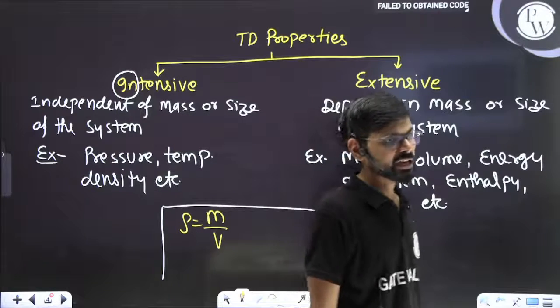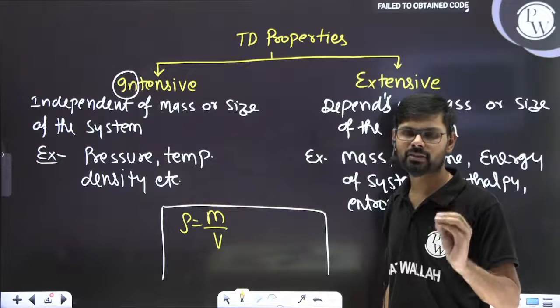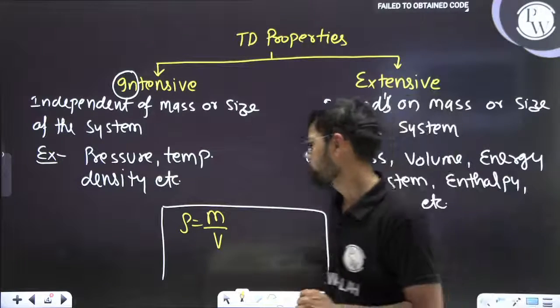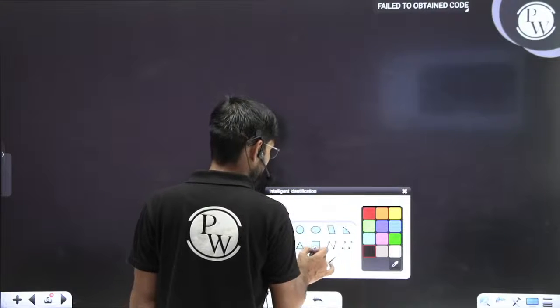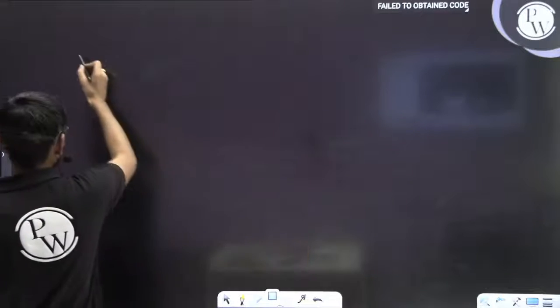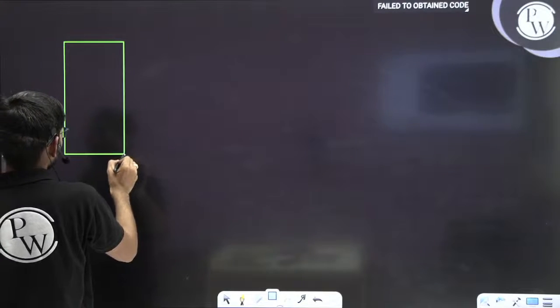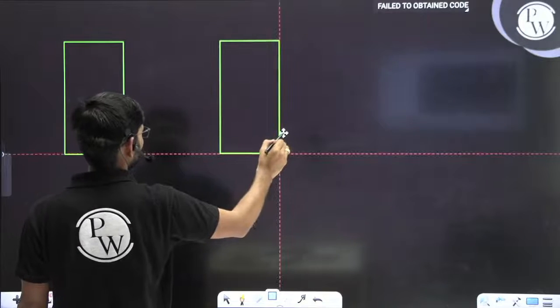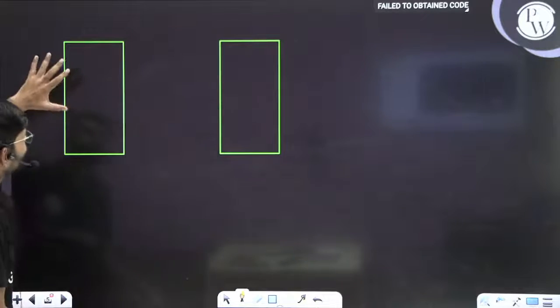Now the question is, sir, how to identify whether a property is an intensive property or extensive property? Whenever you need to check whether a property is intensive or extensive, you just have to consider one system, maybe a room kind of thing.